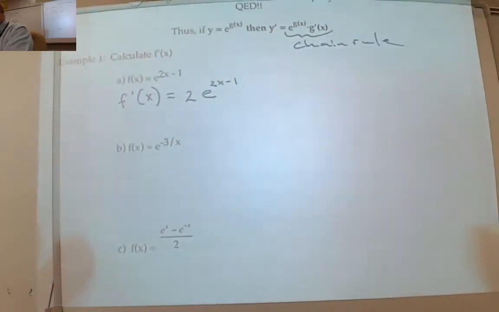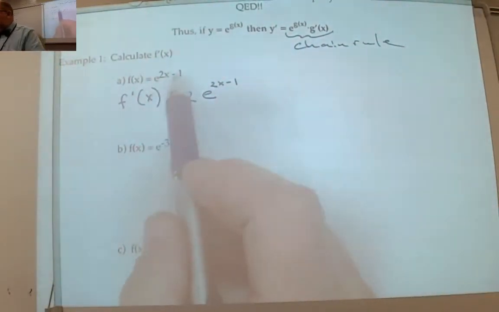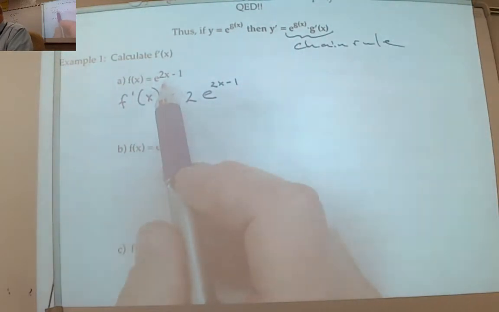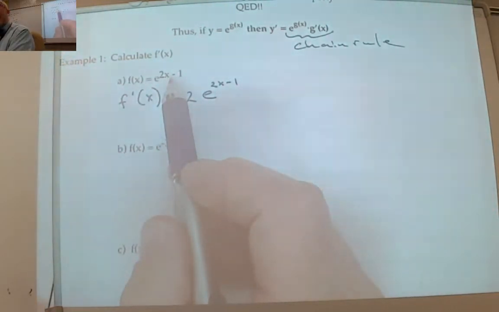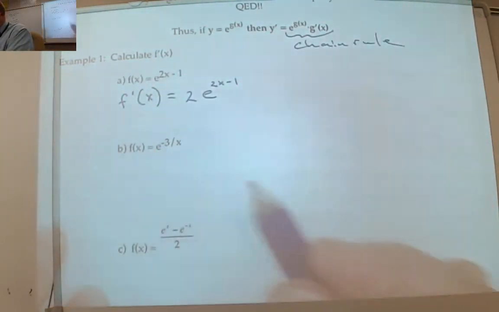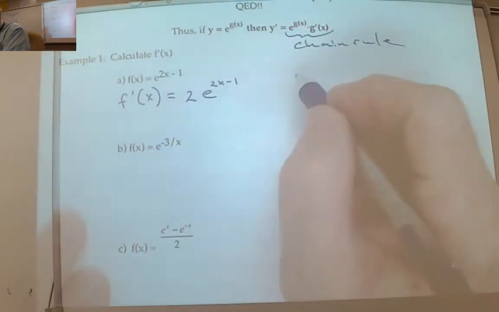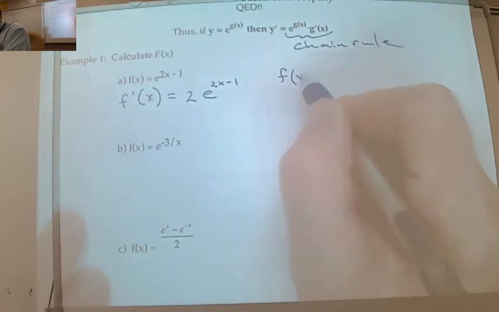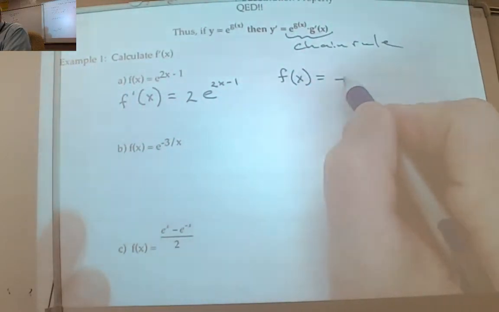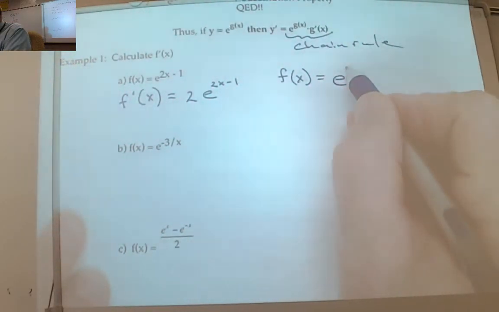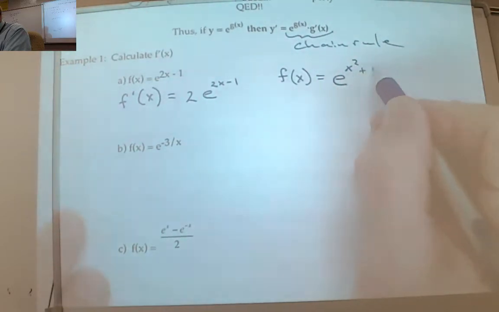We're looking at taking the derivative of e to some power, or what's called an exponential function. And we're going to do exactly the same thing on, let me do one more here. Let me put one on the side. f of x equals e to the x squared plus 3x.